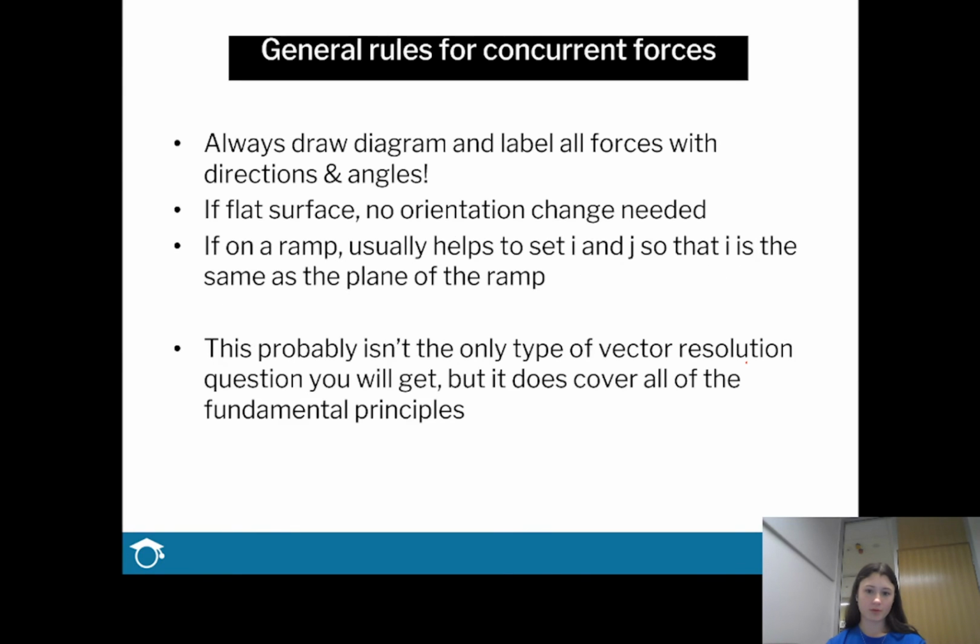Okay, so the general rule for concurrent forces is to always draw a diagram and label all the forces with the directions and angles. If it's a flat surface, you don't need to worry about changing the orientation, but if it's on a ramp, make sure that you change the orientation of the x-axis to be parallel to the ramp, and that just makes everything a lot easier.